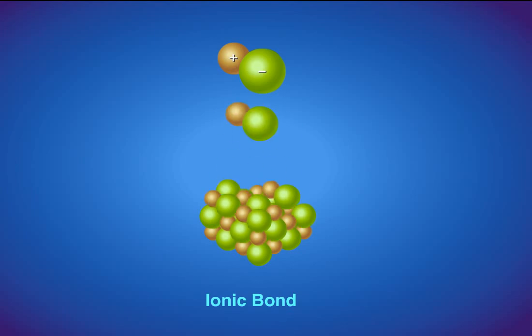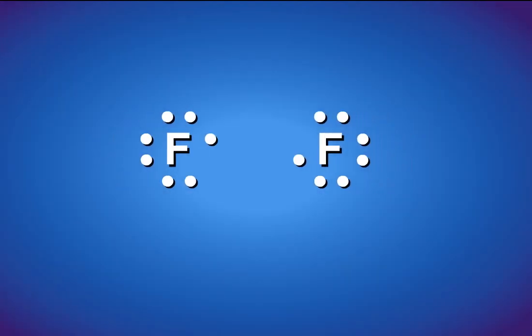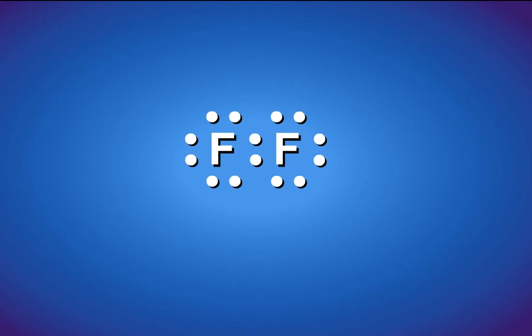Both fluorine atoms have 7 valence electrons. If 1 electron from each fluorine atom is shared with the other atom, then both fluorine atoms achieve an octet of electrons. This type of bond is called a nonpolar covalent bond. The sharing of electrons between atoms is exactly equal, and the electron density is symmetrical.